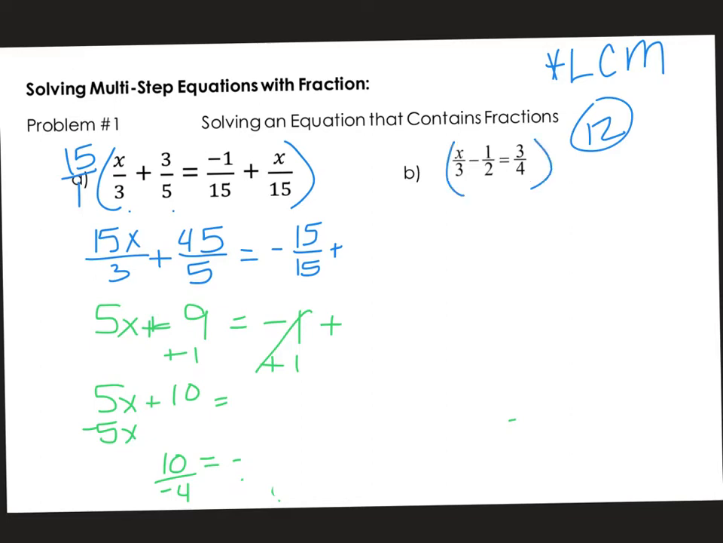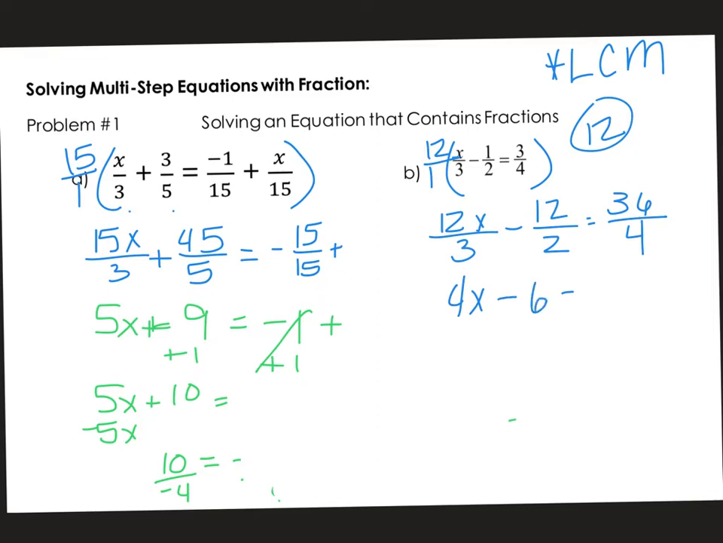So that means I'm going to multiply the entire thing times 12 over 1. When I do this, I end up with 12x over 3 minus 12 over 2 equals 36 over 4. So now I can go back and simplify all of my fractions. 12 divided by 3 is 4, so that would give us 4x. 12 divided by 2 is 6. 36 divided by 4 is 9. Look at that. A lot neater than having to deal with all those fractions.